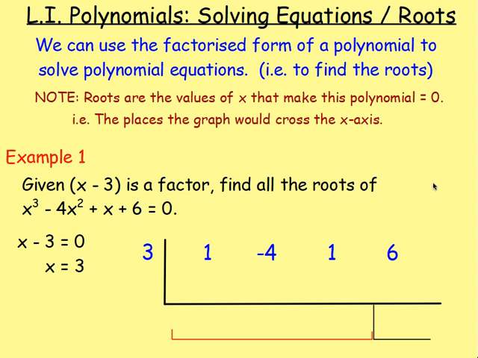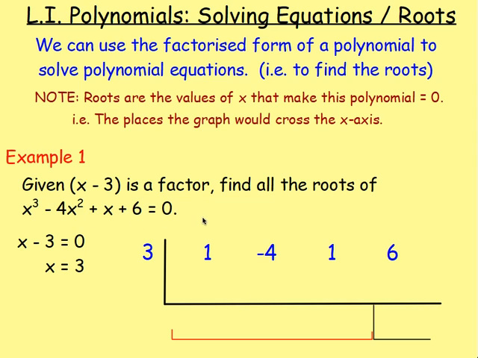This was really just taking that last lesson one step further, and we set the polynomial equal to 0. So now we have to find the values of x. In other words, we have to find the roots. The roots are the values of x that make the polynomial equal to 0. In other words, if you graphed it, it's the places that the graph would cross the x-axis.